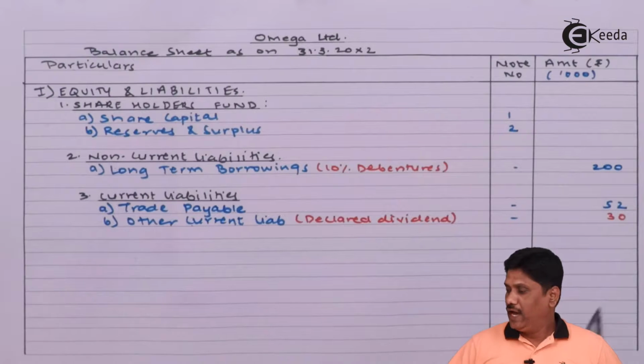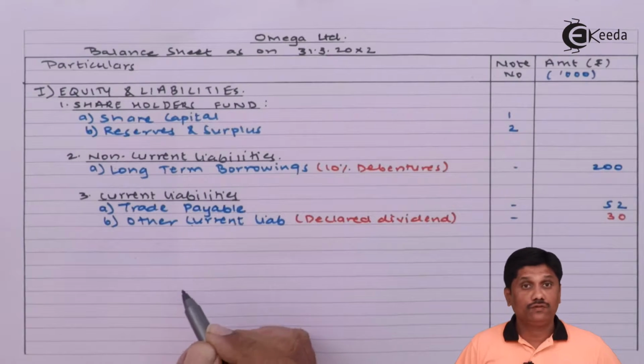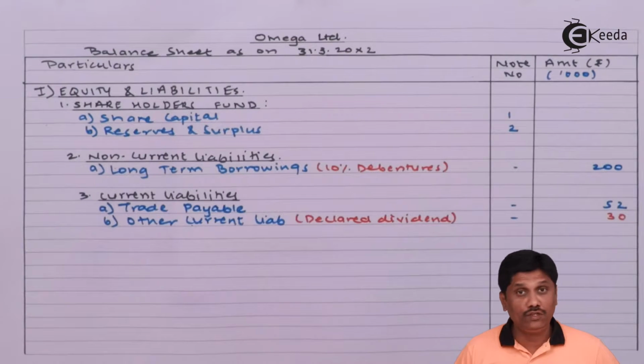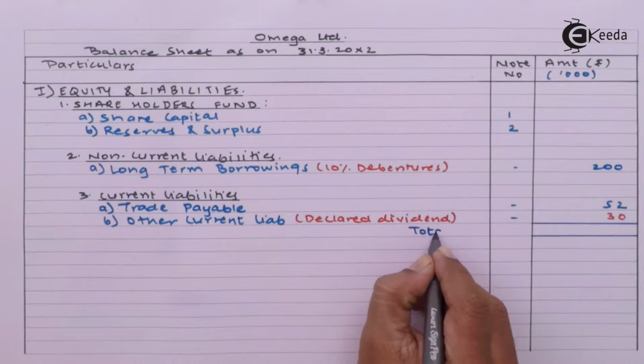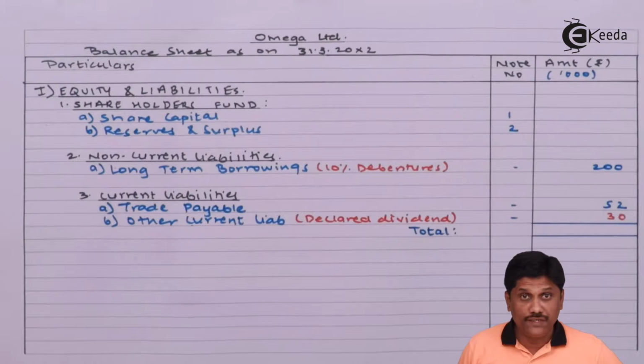Being an adjustment, I have written this in red color pen. Apart from this, short-term provision we don't have in this example. So this is only the balance sheet, equity and liabilities part. Second part is your assets.